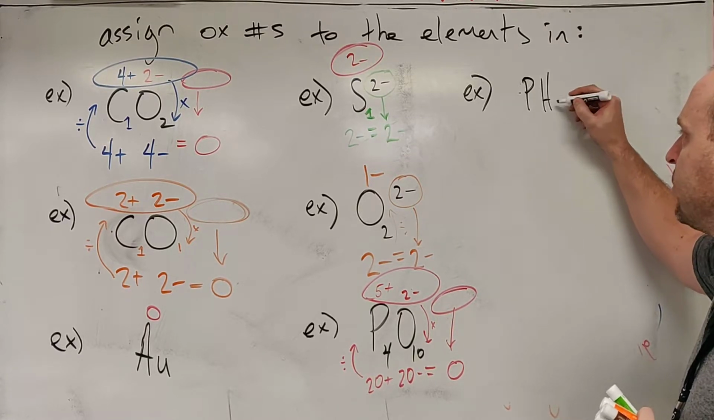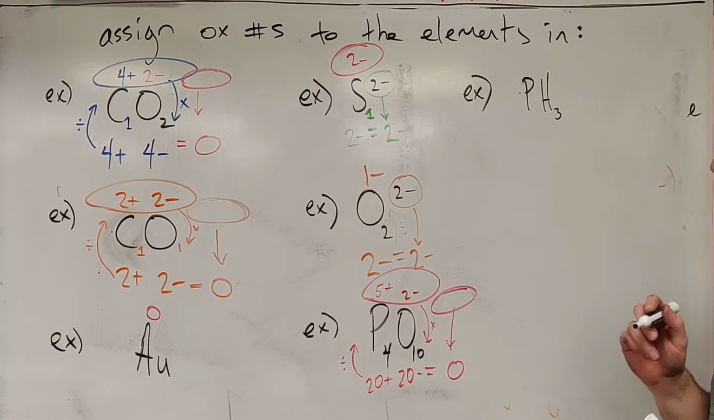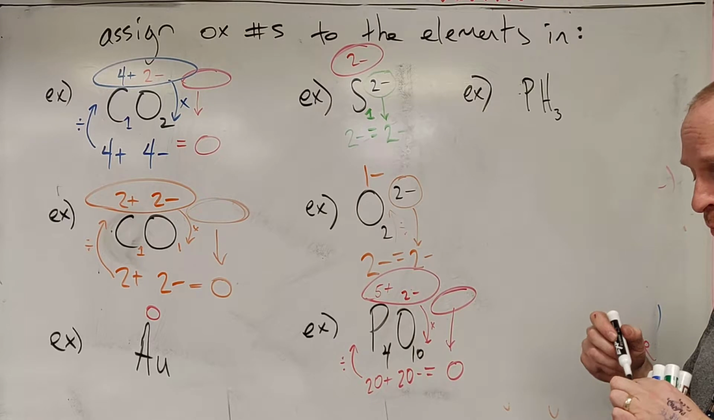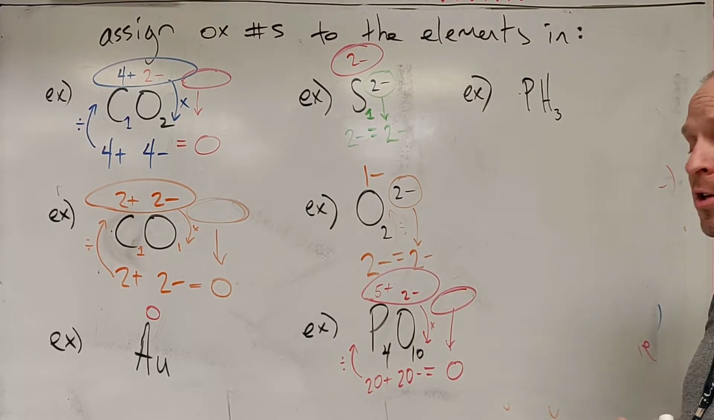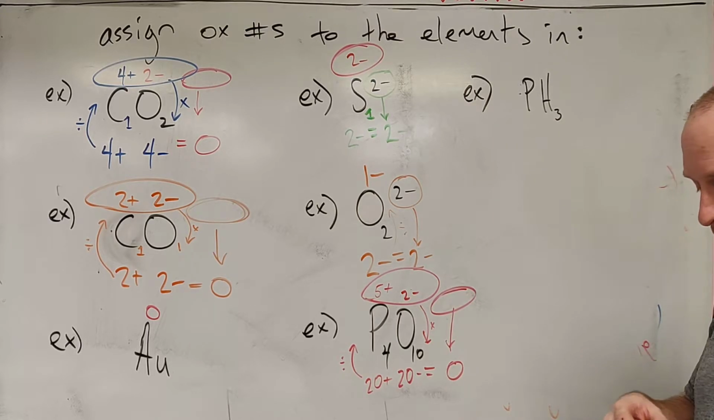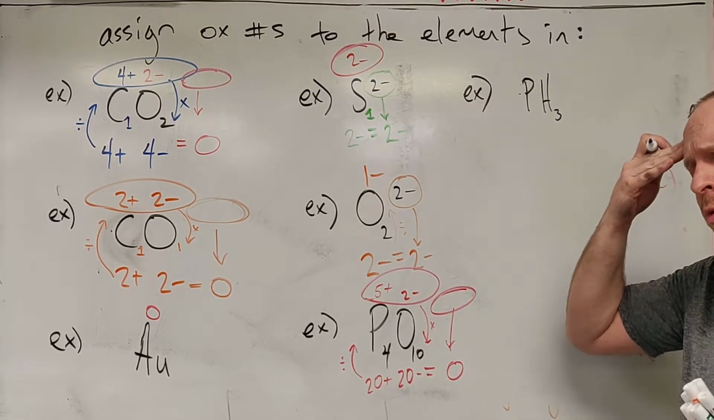What about PH3? Kind of like NH3, ammonia, and phosphorus is in the same group 15. So if I had to just make a straight guess, I would guess that phosphorus is going to be a 3-, hydrogen is going to be a 1+. Don't make assumptions, right? Sometimes things can do things you're not expecting. So we'll run through our rules again.